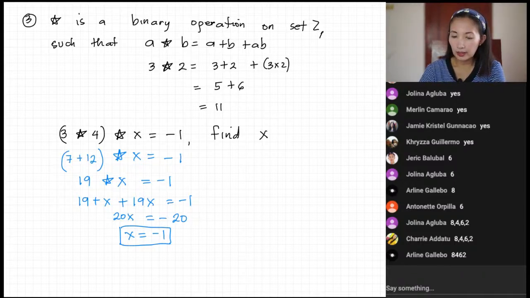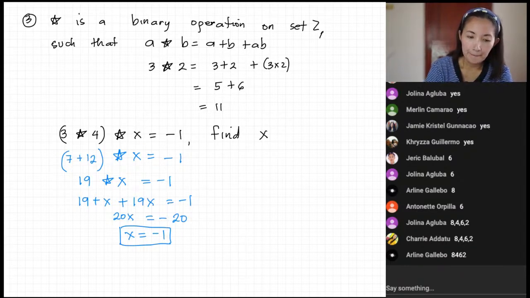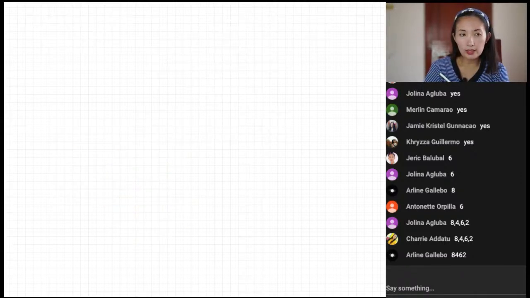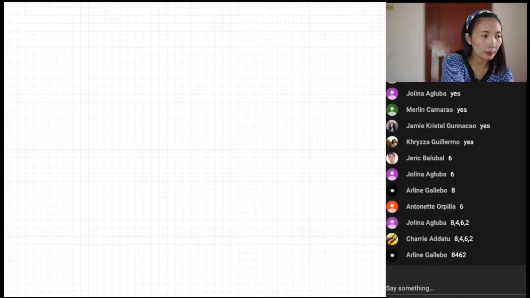Is this clear now? So we could move on to the next. Next. There is another item on binary operation, two binary operations, and it has to do with distributivity. Okay? Distributive property.